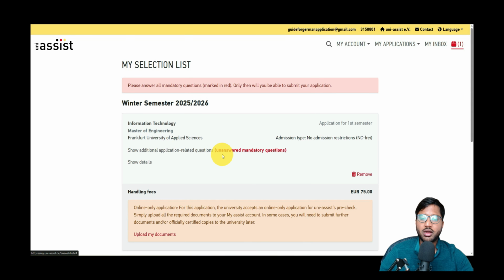Once you remove, the only application will be 75. Then we can directly go into additional application related questions, and this particular college, Frankfurt University of Applied Science, has a different or extra questions compared to last other so many colleges.